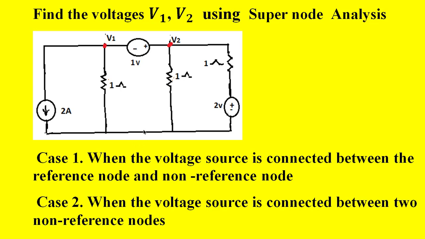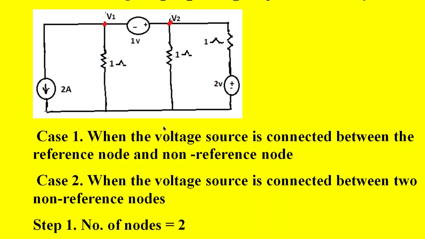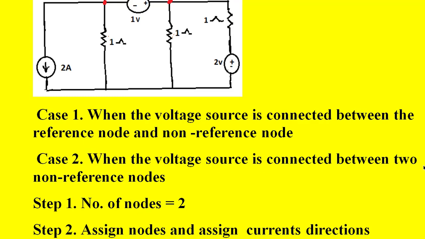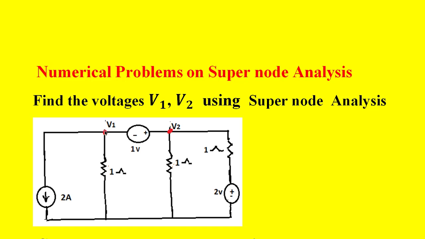So if you look at the conditions, is there any voltage source between a non-reference node and the reference node? This is the non-reference node, this is the reference node. There is no voltage source directly between this point and this point, or similarly between this point and this point. So with that we cannot say this is a supernode circuit. Next condition, when the voltage source is connected between two non-reference nodes. Here we have a voltage source of 1 volt connected between these two non-reference nodes. So it is satisfying the second condition, and we say this circuit comes under supernode analysis.